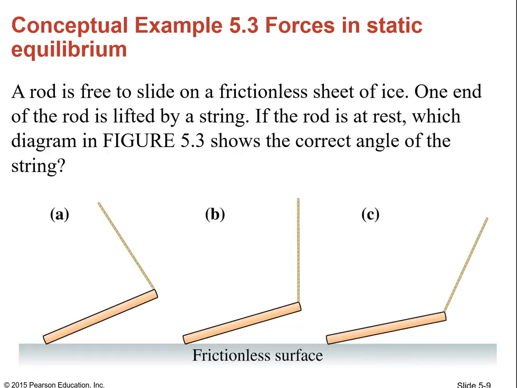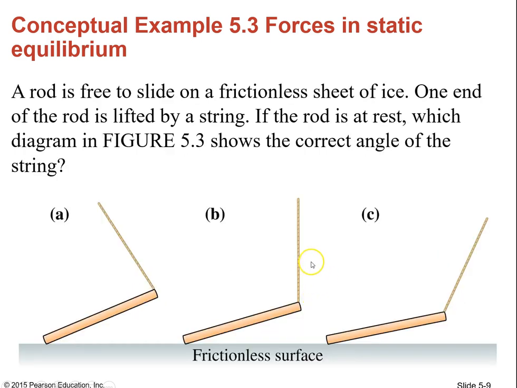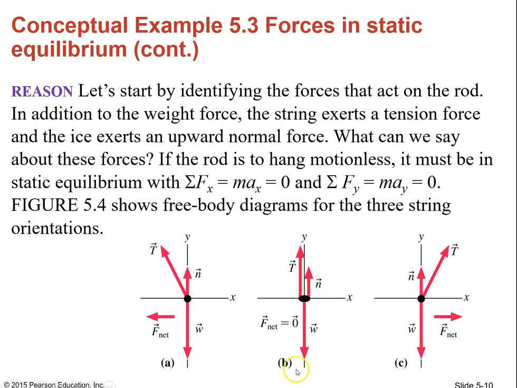Okay, so for A, the one that's at an angle to the left here, the tension is there, normal is up, weight is down, force net is this way, because we have some left moving friction there, or force there. When it's lifted straight up, we have tension, and we have the normal force, and we have the weight going down. When it's to the right, we have a net force to the right.